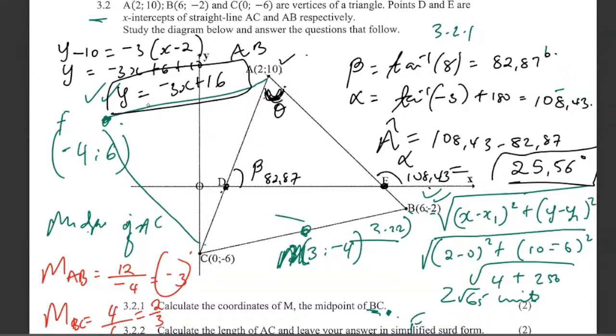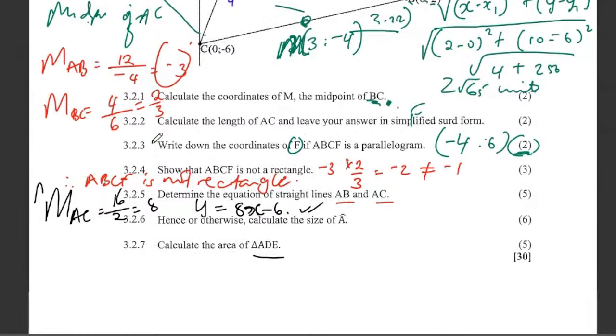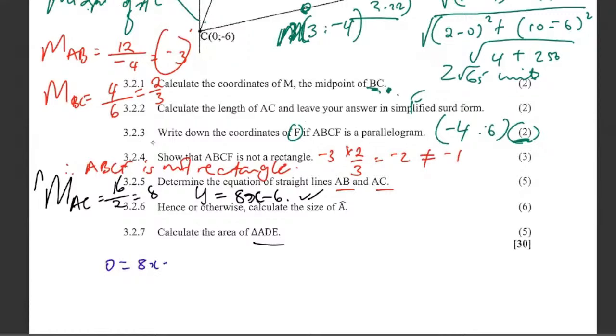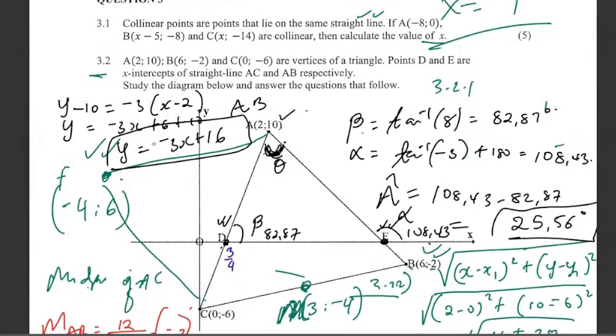So let me use the equations and find the coordinates of D, and also find the coordinates of E. Okay, so if I look at the equation 8x minus 6, remember, y is 0 at D, which means this point is going to be 6 over 8, which is the same as 3 over 4. In other words, if y is 0, so 0 is equal to 8x minus 6, which means 8x is 6, which is 3 over 4. Then for E, remember this is the equation of E. So 0 is negative 3x plus 16, which means x is 16 over 3.